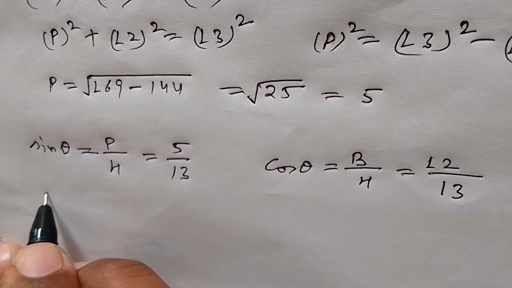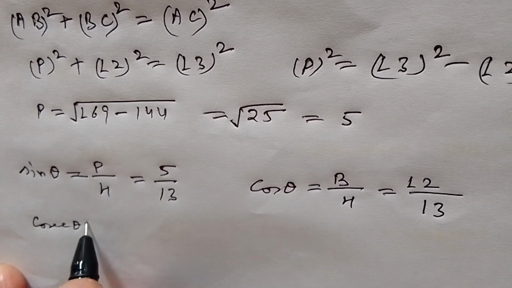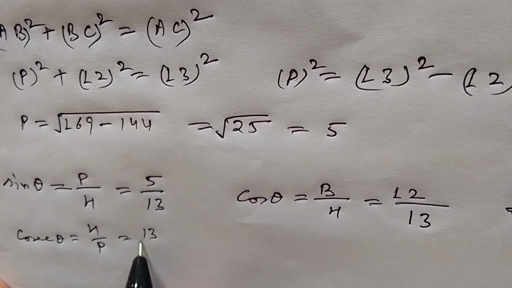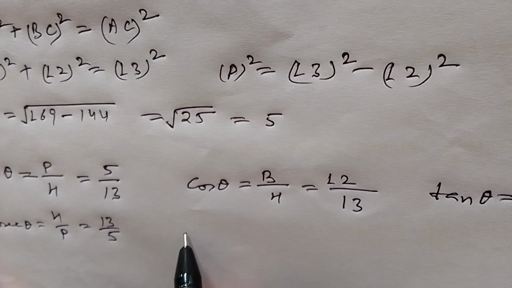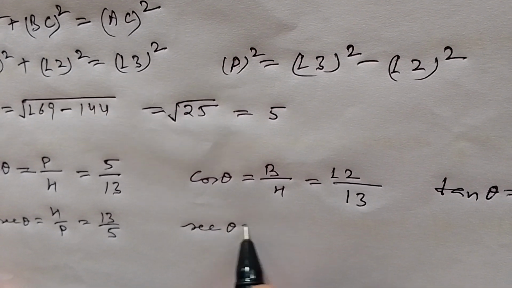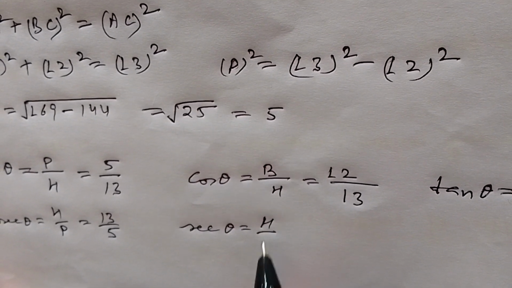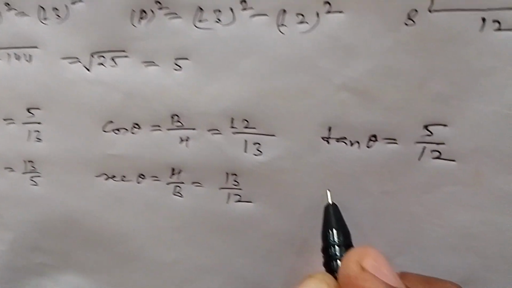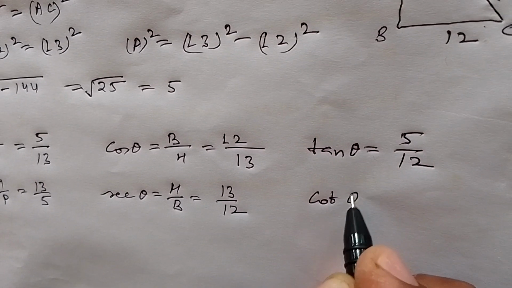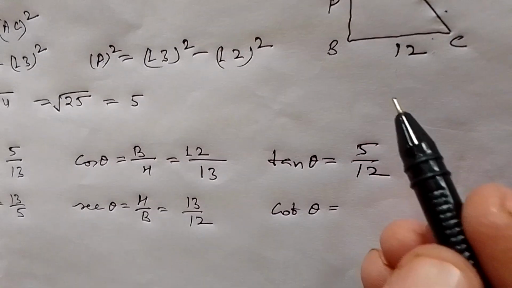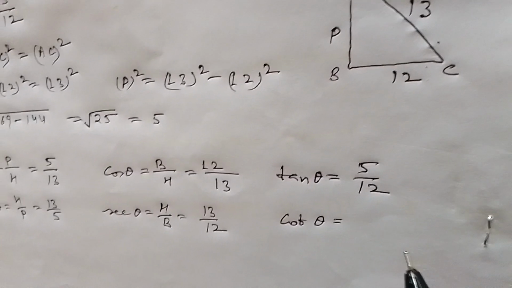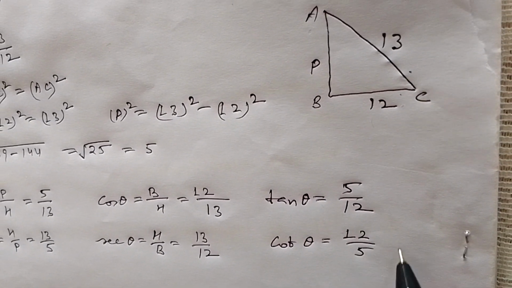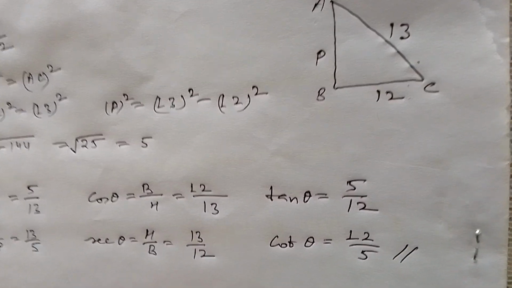And the other trigonometric ratios: cosecant theta, that is opposite to sin theta, hypotenuse divided by perpendicular, that is 13 by 5. Then secant theta, that is opposite to cos theta, hypotenuse divided by base, that is 13 divided by 12. And cotangent theta, cot theta, that is base divided by perpendicular, that is 12 divided by 5. So this is the answer of the question number 5.